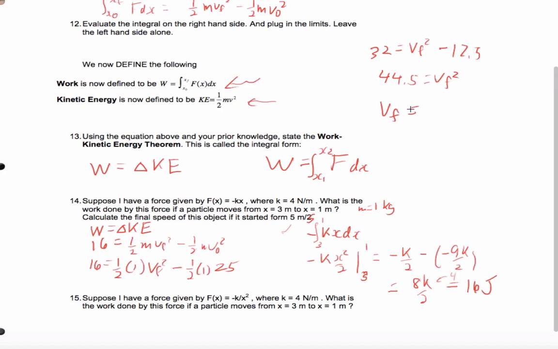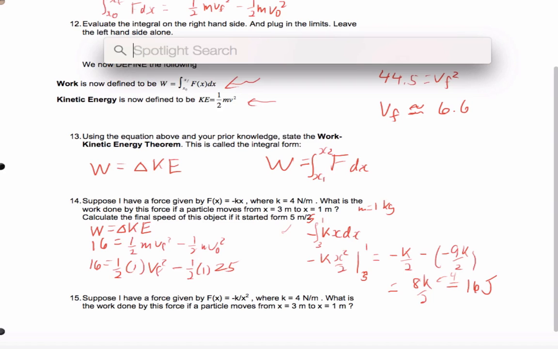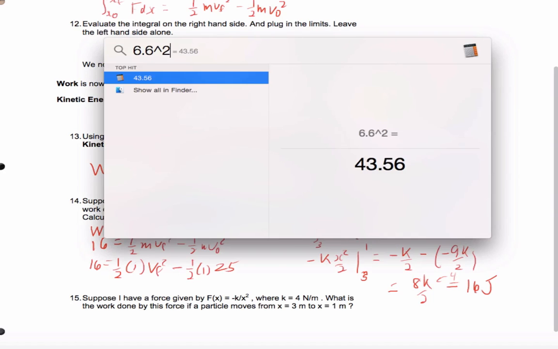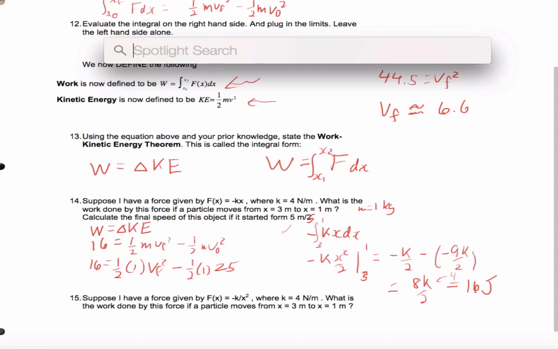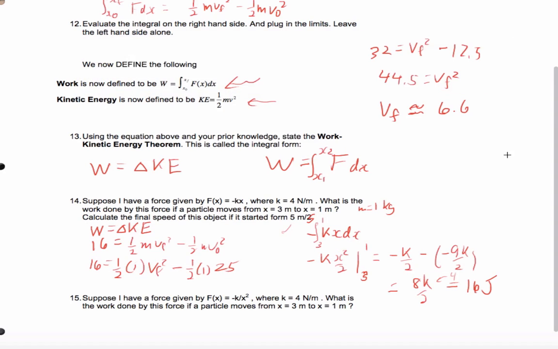So when I solve for v final, I'm going to end up getting something. I'm going to approximate here. Check this with your calculator. Around maybe 6.6, 6.7. Let's just see if my guess is even any good. Oh, not bad. I got 43, so around 6.6 meters per second.